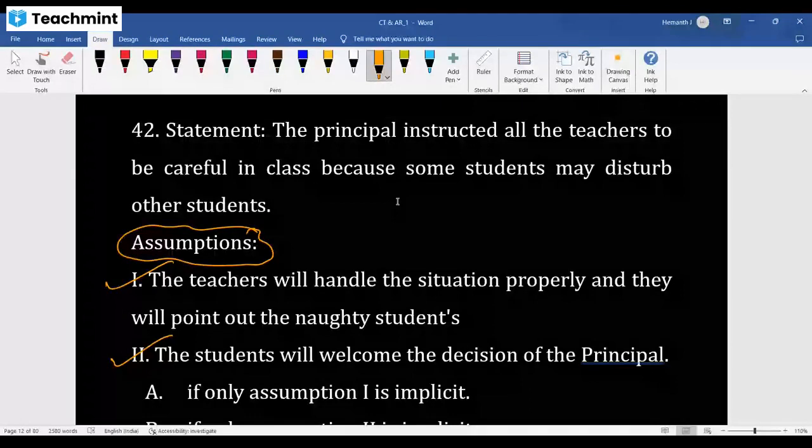If it is an advertisement, there are people who want that product. If it is an advertisement, sales will increase. This is how assumptions will be taken.